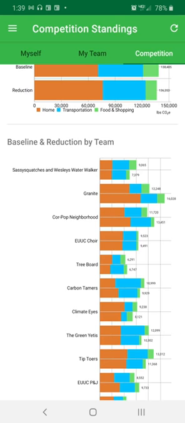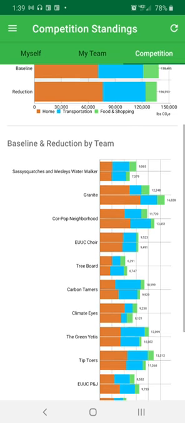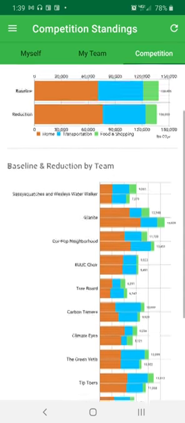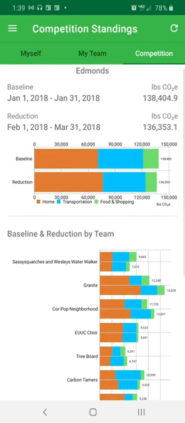So again, very similar to what you can see on the website, but you can carry that with you and look whenever you're curious. But again, the look and feel is very similar to the website, which is what we hope will make it easy to use either device and follow the competition.